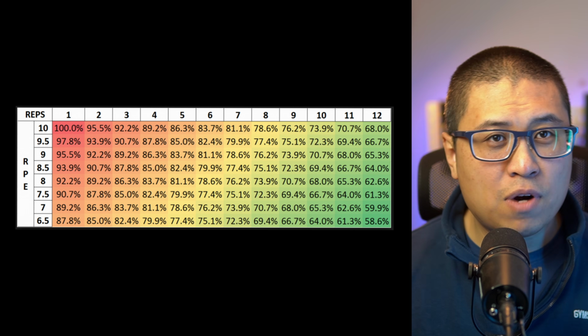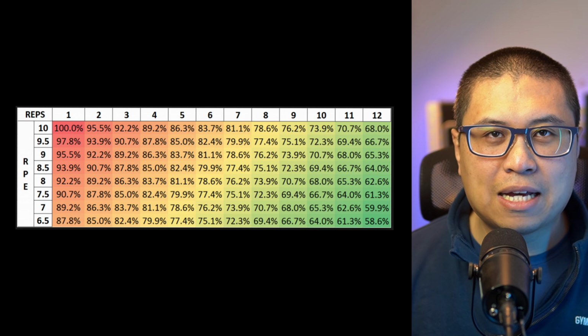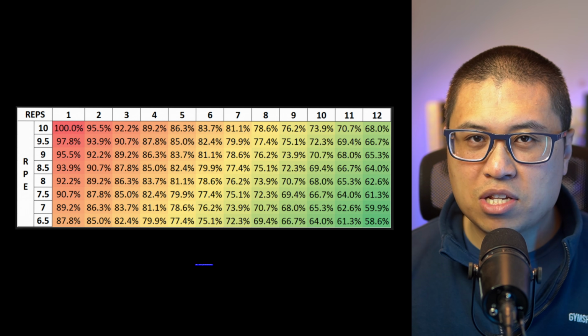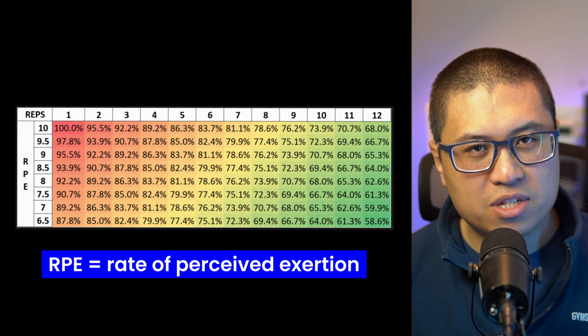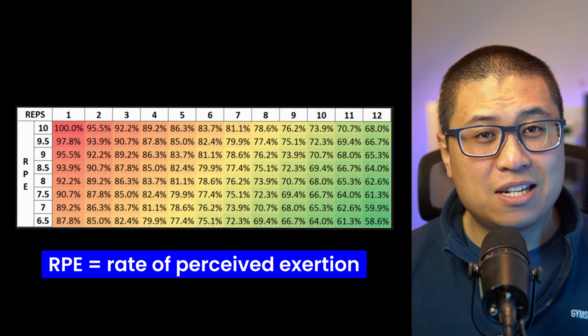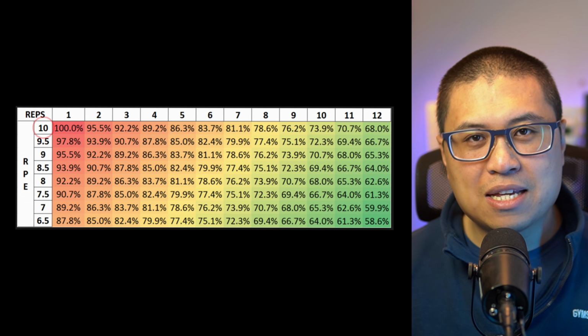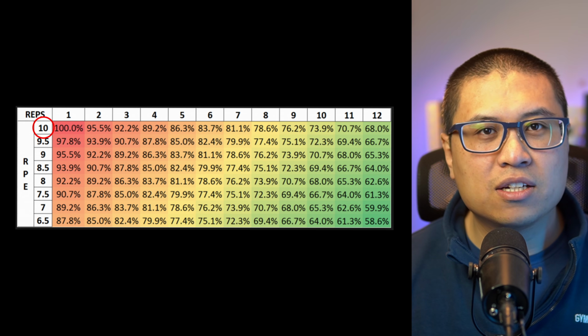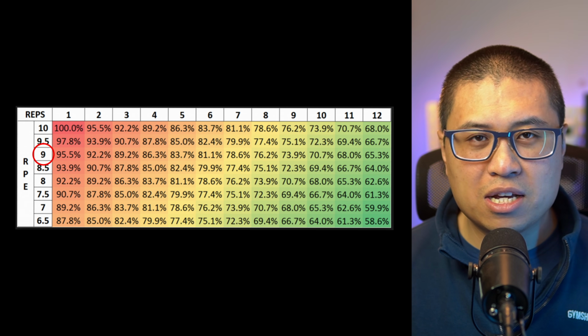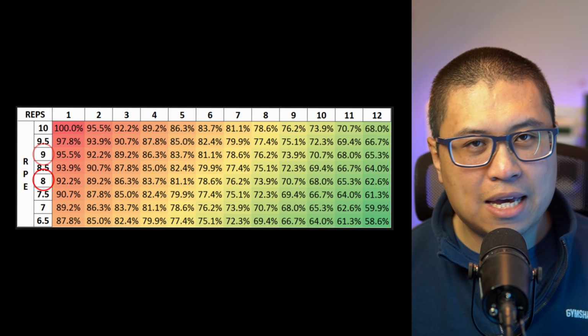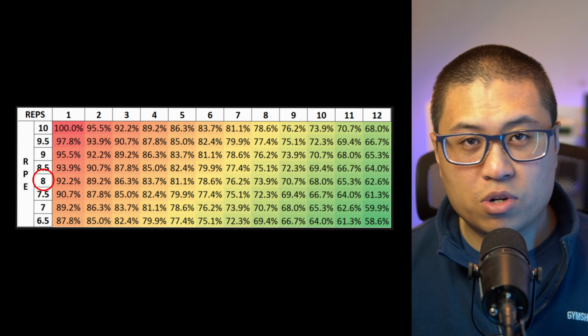Now let's conceptually visualize rep ranges with respect to RPE. To understand this a little bit more, let's take a look at an example of an RPE percentage chart. So let's say you have rep ranges at the top and then you have RPE down on the side. RPE is the rate of perceived exertion, which is a scale from 1 to 10. And this scale is synonymous to repetitions in reserve in this case. So RPE 10 means that there are no reps left in the tank, an all-out max-out effort. RPE 9 means you have 1 rep left in the tank. RPE 8 means you have 2 reps left in the tank, and so on and so forth.